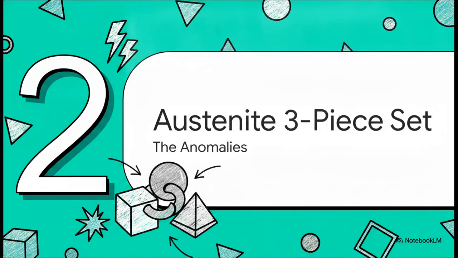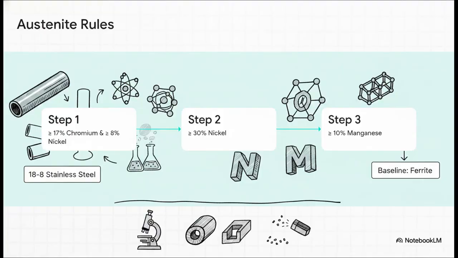Moving right along, Section 2, Austenite three-piece set, the anomalies. Okay, so since we've established that brilliant shortcut of assuming absolutely everything is ferrite, we really only need to memorize the exceptions. That makes life so much easier. We just need to know the specific anomalies that actually create an austenite structure at room temperature. We call this the austenite three-piece set, and it boils down to 3 exact chemical thresholds.